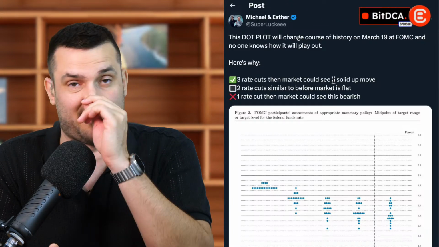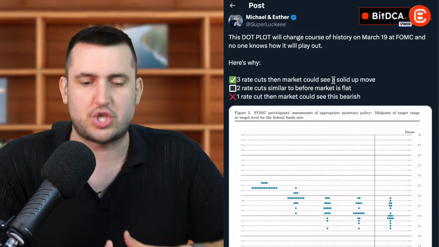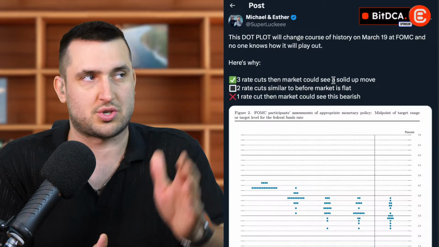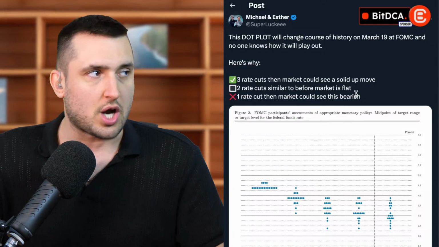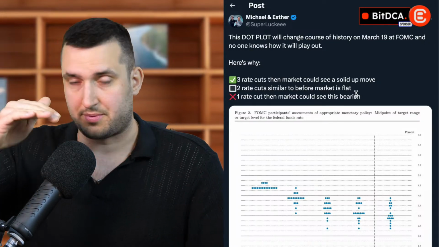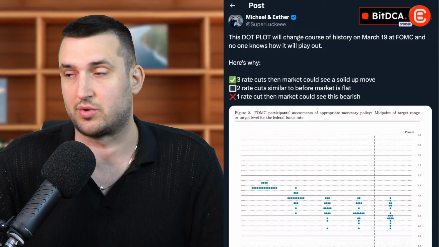a sooner reduction of interest rates, which means sooner quantitative easing, which I'm going to show you in a second what it really is, but it means more money in the economy. So 3 cuts, meaning sub 3.75 most likely on the dot plot, is going to be extremely bullish. The market will rally hard.